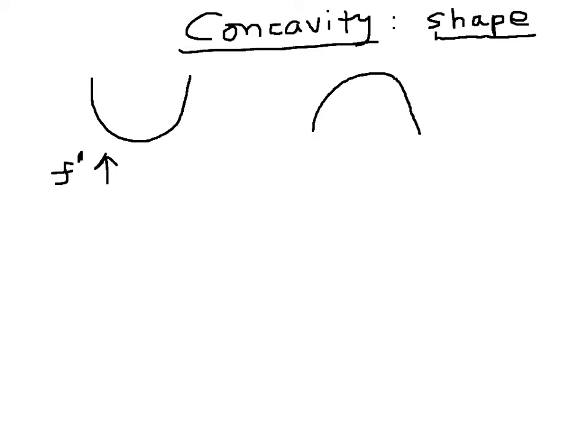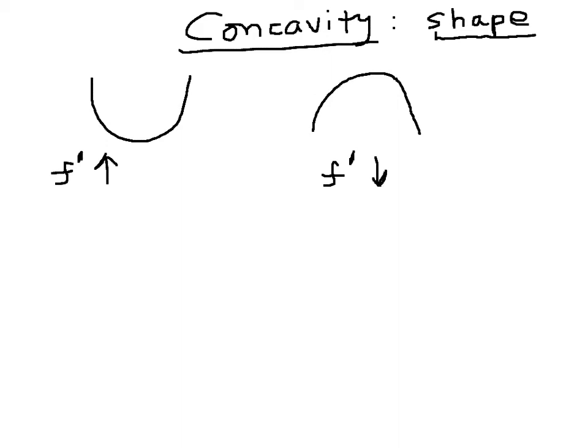Similarly, if we look over here, the first derivative is very, very positive. And as we move along, the derivative is still positive, but becoming less positive. Here the derivative is 0. Here it's negative. And as we move along, the derivative is becoming more and more negative. So on this graph, we see that the first derivative is decreasing.